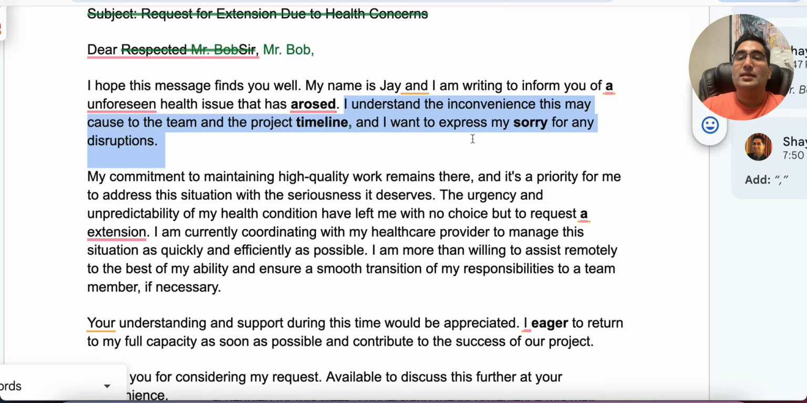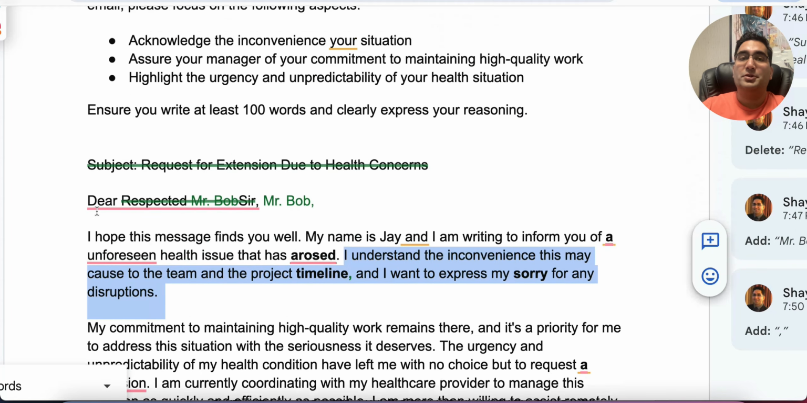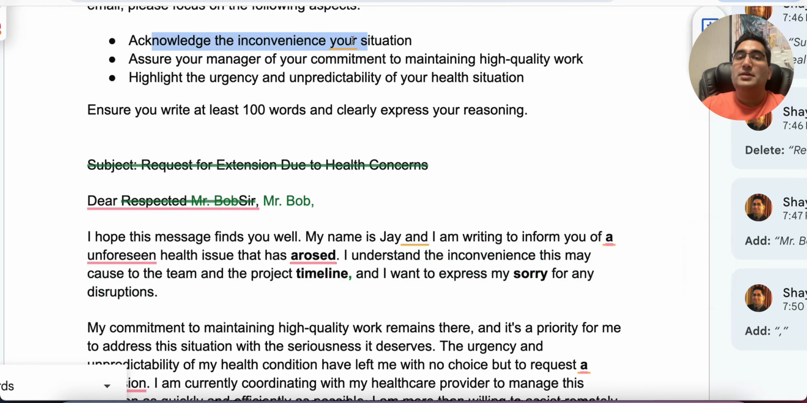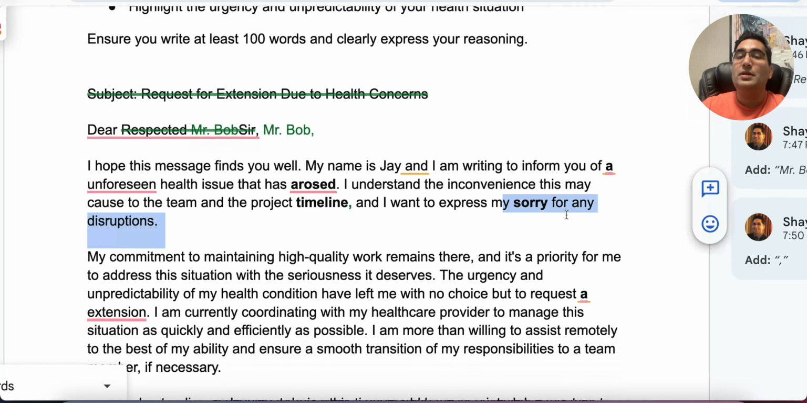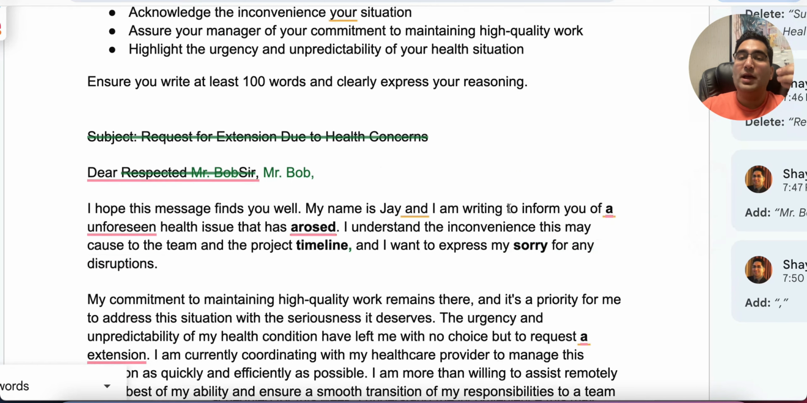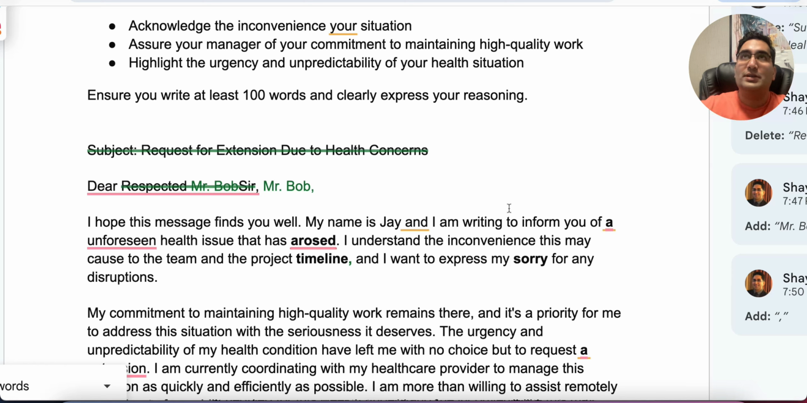So I understand the inconvenience this may cause to the team and project timeline. I want to express my apologies for any disruptions. You have to apologize. You have to express the inconvenience of your situation. And yes, that will include apologizing to the team, but acknowledging yourself would mean you talk about your inconvenience.